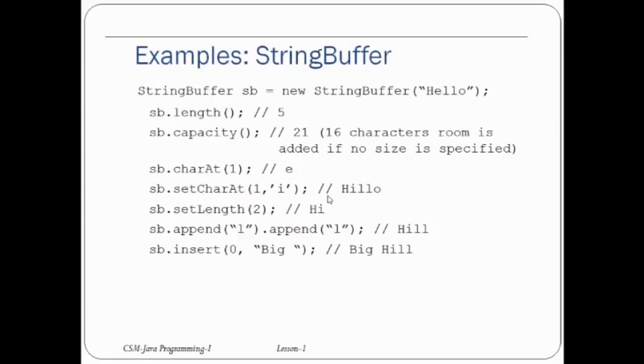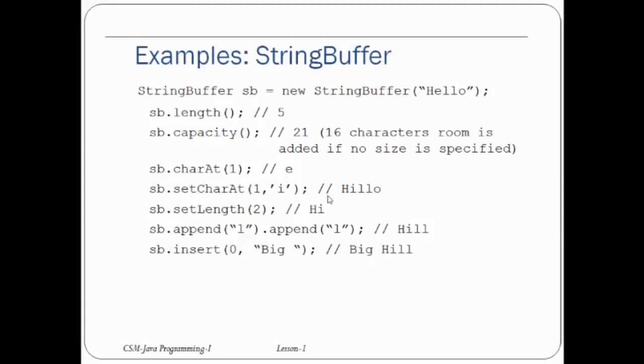So this is an example of StringBuffer. Here you can see we are having StringBuffer sb equals new StringBuffer, and we are passing "hello" into this, and after that whenever we do sb.length, the length we'll get is 5. The capacity over here is 21. Why 21? Because 16 characters of room are added if no size is specified. So if you are not specifying any size, then whatever length you are passing plus 16 characters of room is added, and that is equivalent to the capacity of a string buffer.